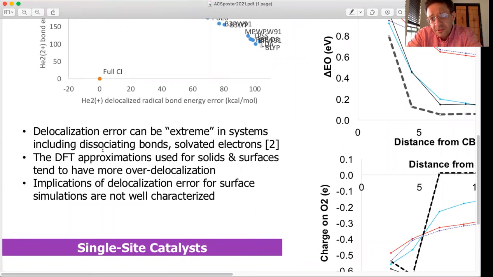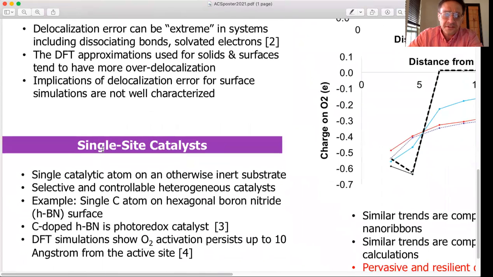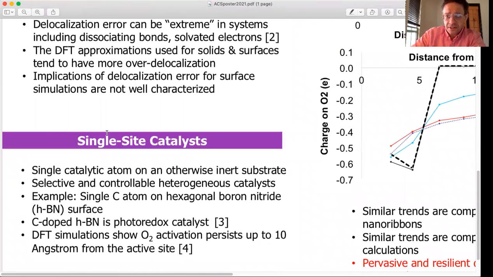What I'm showing here is that that same kind of problem can show up for chemistry that people have already looked at. And this is an issue of single site catalysts. These are very popular these days. They're nice and controllable catalysts. And I'm looking here at some models of a single carbon atom doped into a hexagonal boron nitride surface. So this single carbon atom has a single radical, and there's some belief that it can activate triplet oxygen and be used as a redox catalyst.